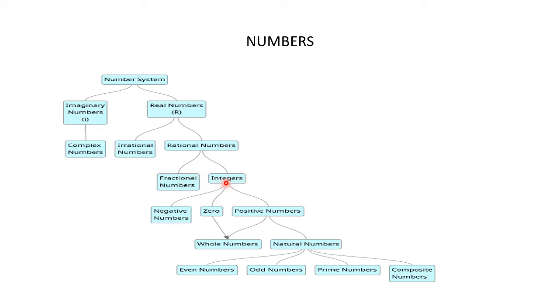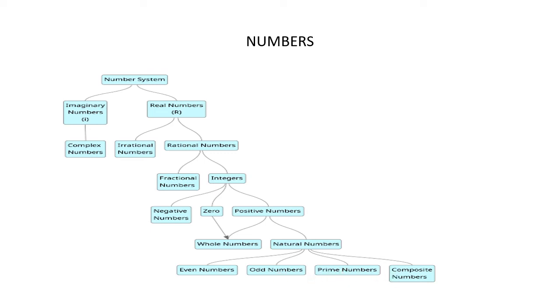Rational numbers may be fractional numbers or integers. Integers may be positive numbers, 0 or negative numbers. 0 and positive numbers together form whole numbers, whereas positive numbers form natural numbers. So natural numbers are positive numbers, whereas whole numbers are positive numbers and 0. Natural numbers are of different types, like even numbers, odd numbers, prime numbers, and composite numbers.